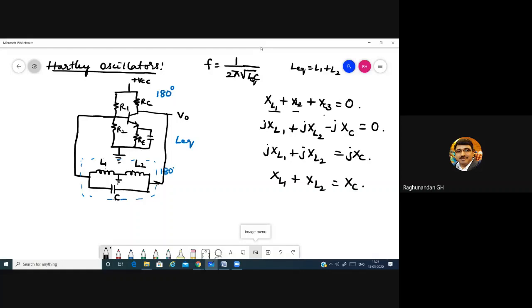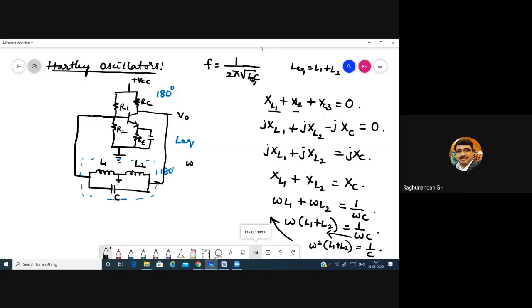Now we know the formula for XL: it is omega L, so XL2 is omega L2, and that is equal to XC, which is 1 by omega C. Now omega times (L1 plus L2) can be taken, equal to 1 by omega C. I can shift this omega over, so omega square into (L1 plus L2) is equal to 1 by C. So omega square is equal to 1 divided by (L1 plus L2) into C, and we can take L1 plus L2 as L equivalent, so that is equal to L equivalent times C. Since we have omega square, to eliminate the square we take the square root on both sides.